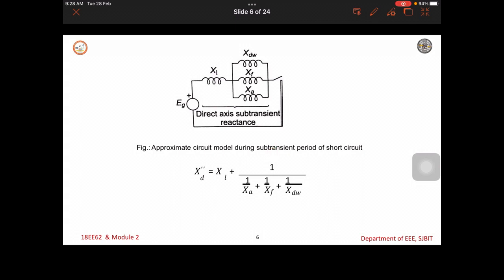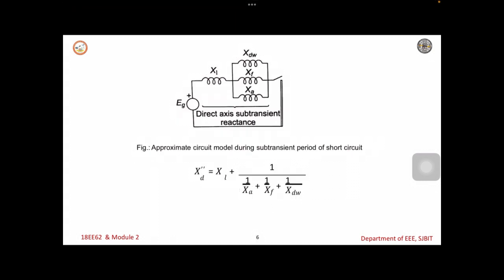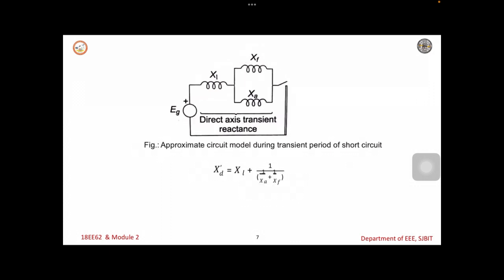Because of this very low reactance, the subtransient current will be more. The combined effect of all these three reactances is to reduce the total reactance of the machine, so the short circuit current is very large in this period. It is called the subtransient state. Next, the total reactance of the machine under this condition is the subtransient reactance, as explained.